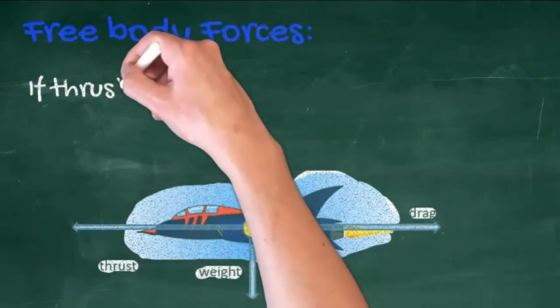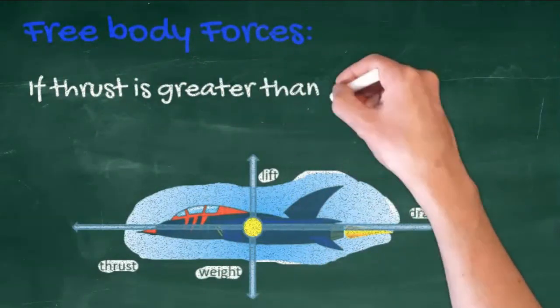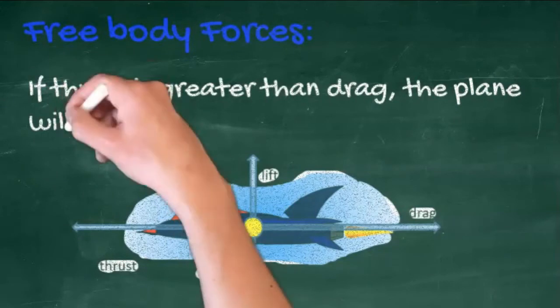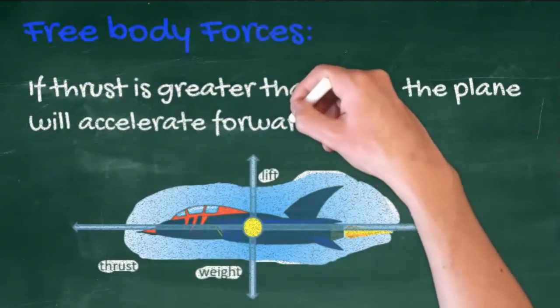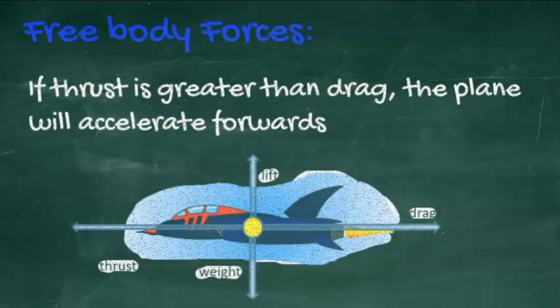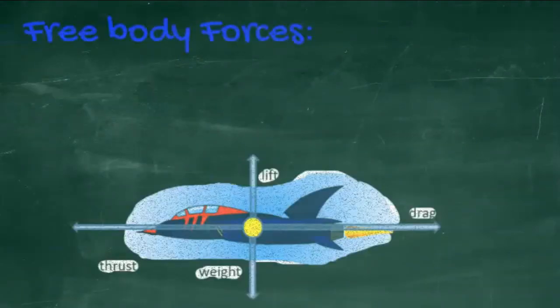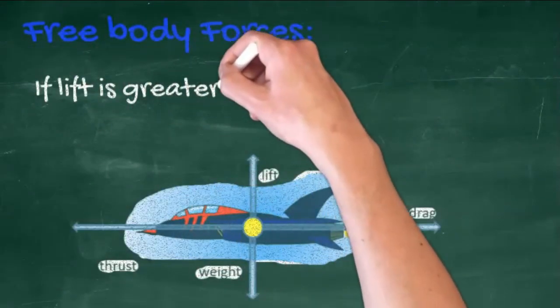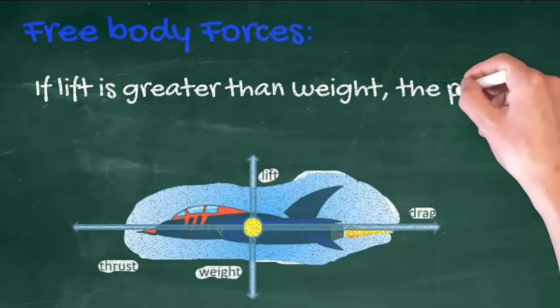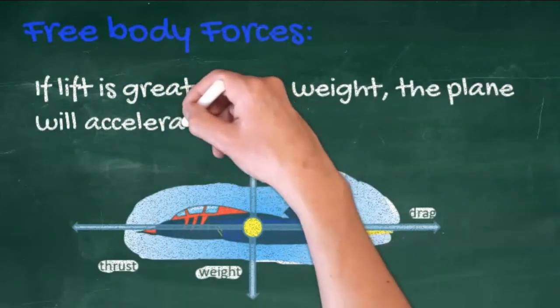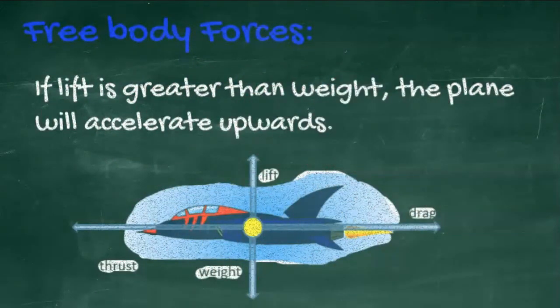If the thrust is greater than the drag, the plane will accelerate forwards, because unbalanced forces result in acceleration. If the lift is greater than the weight, then the plane will accelerate upwards. And if all the forces are equal, the plane will continue at constant velocity.